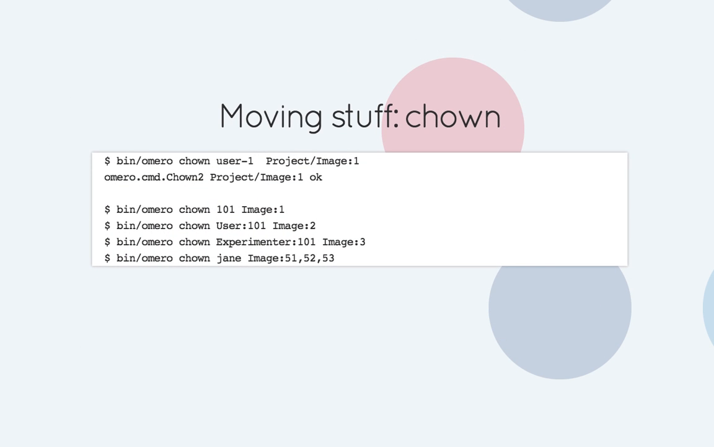And here are a few basic examples. And as you can see on the lower lines here, we can actually pass more than one object and ID on any given line, and this applies to pretty much all the commands in this talk. So we can move 3 images by using image colon 51, 52, 53, for instance.